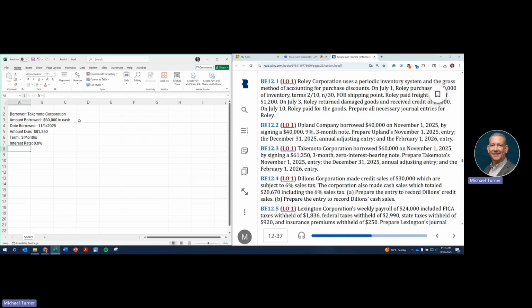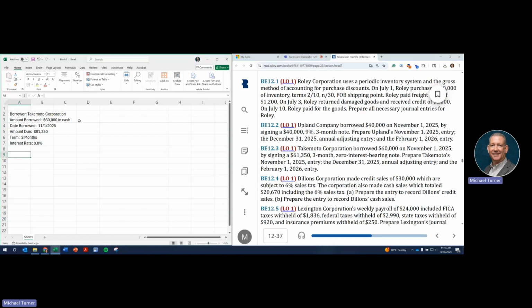The difference between what was borrowed, the cash inflow of $60,000, versus the total cash outflows, $61,350. So that additional $1,350 represents the cost of the debt, the cost of borrowing this money. And therefore, it is implied that it will be recorded as interest expense. So let's take a look at how we record that as we go through the various journal entries.